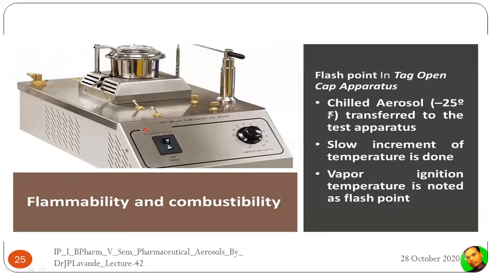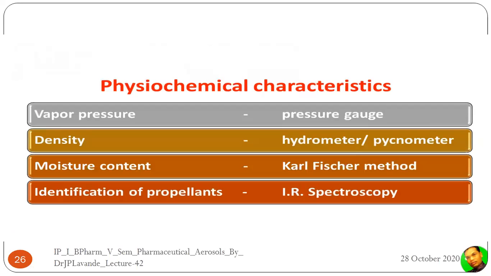But before placing it, it is going to be chilled to minus 25 degrees centigrade Fahrenheit. Then it is transferred to the test apparatus and the temperature is slowly increased. The vapor ignition temperature is noted as the flash point. So the vapor will get ignited, and that temperature is going to be noted as the flash point.